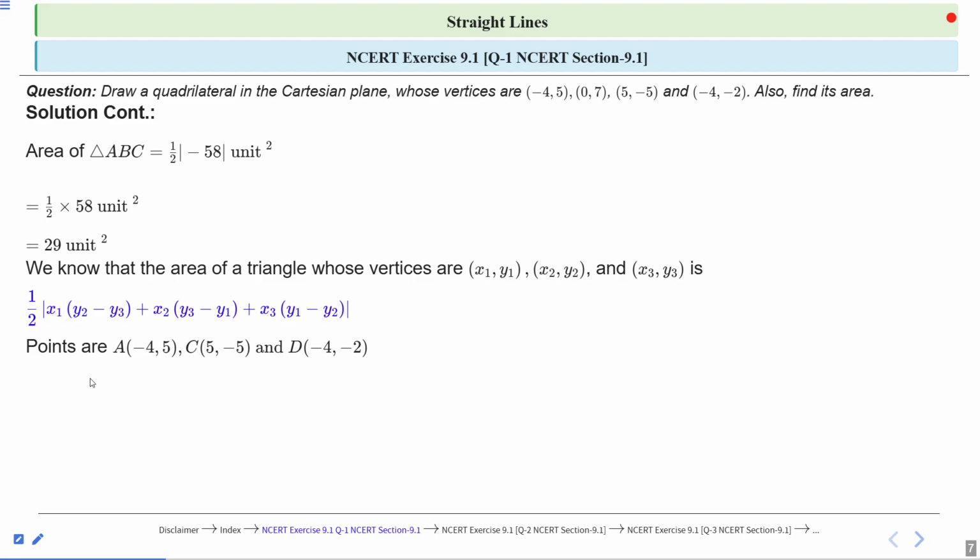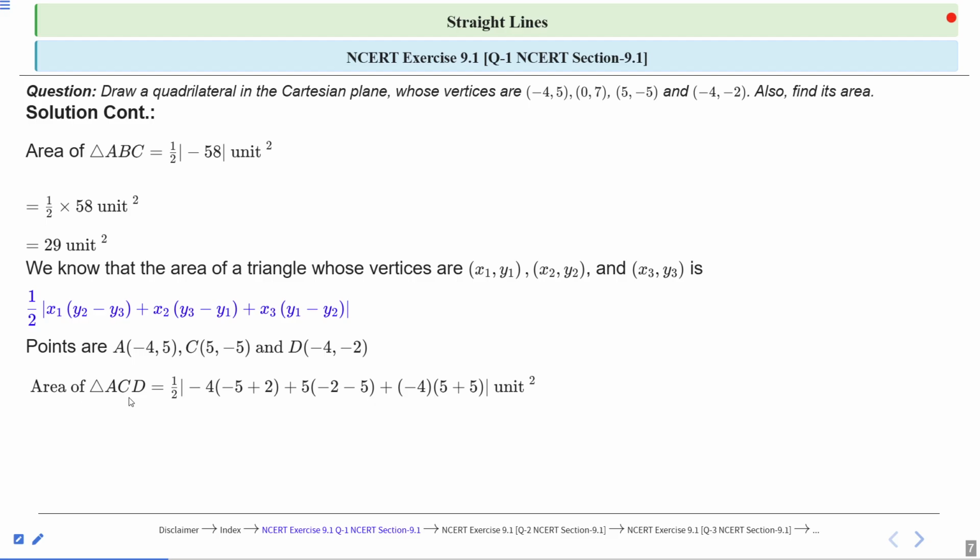So here the points are A minus 4 comma 5, C 5 comma minus 5, and D minus 4 comma minus 2. So what are we going to do? Here we are going to find the area of triangle ACD. Okay, so here the vertices A, C, and D are given.